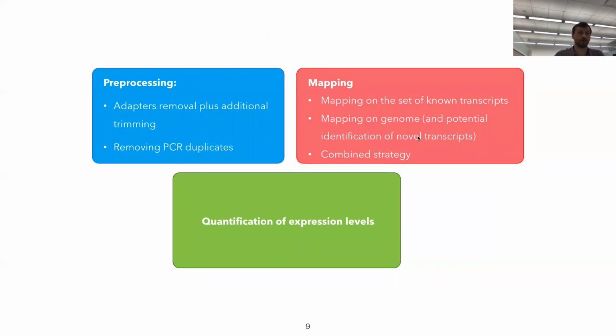We need to map it on either the genome, the full reference genome, but that's a computationally intensive task. And also, we know that a lot of regions on the genome are not going to be expressed. So another strategy is we can map this on the transcriptome, on just the expressed portion of the genome. And then we, of course, need to quantify the levels of expression.